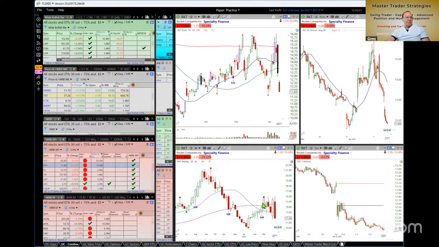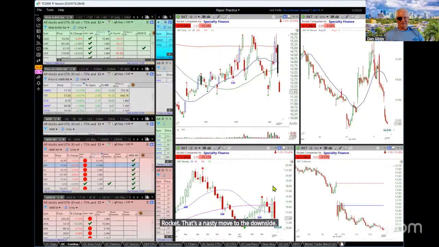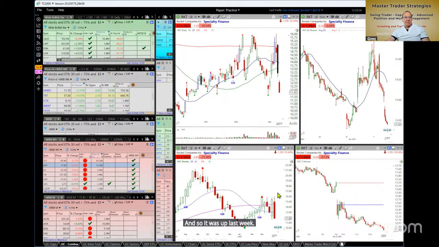Rocket. That's a nasty move to the downside. Wow. And so it was up last week, and now it's down. So we'd look for some kind of flag, pennant, whatever, some kind of tightening up here, and then the next leg down.